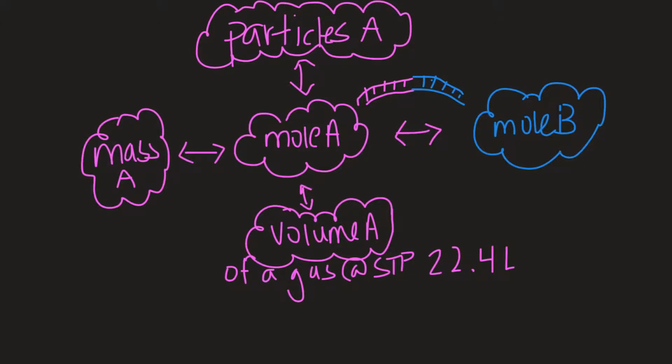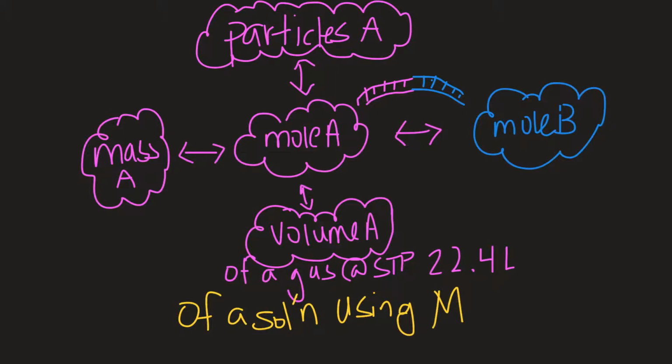But now we can add something to this. You can also go from moles to volume of a solution if you know its molarity, using big M. Okay, and big M is the number of moles in every 1 liter. So this is a connection also to stoichiometry. And when you're using molarity in stoichiometry, it's called solution stoich.